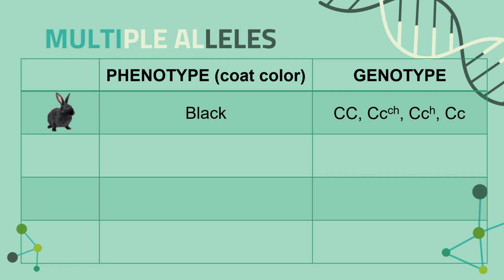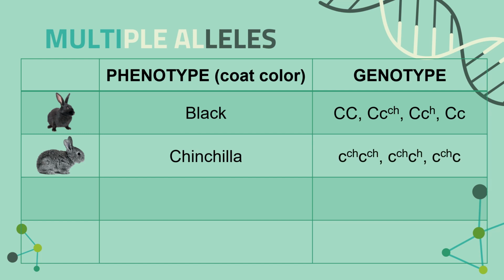The next one is chinchilla, represented by the c^ch allele. This coat color is dominant over Himalayan and albino, so the possible genotypes are the following: c^ch c^ch, c^ch c^h, and c^ch c.